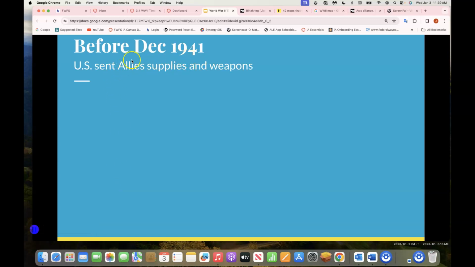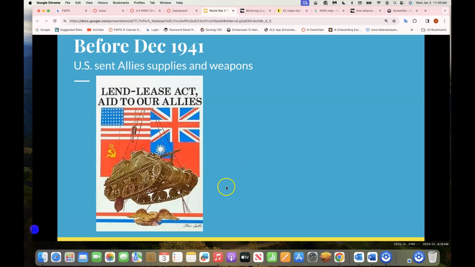Before 1941, the United States sent allies, their friends, supplies and weapons. All right, so we did have an alliance with them. We were just not willing to get involved in the war by sending troops, but we were okay with sending them supplies and weapons. So let me ask you this, even though the United States did not officially enter World War II until December of 1941, the United States was involved by sending supplies and weapons.